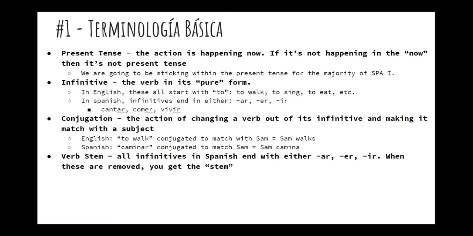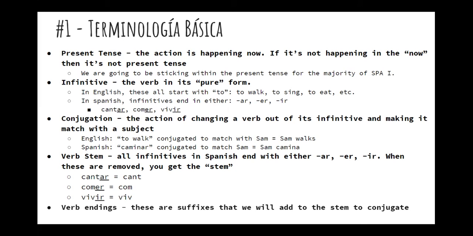Then we have what's called the verb stem. All infinitives in Spanish end with either ar, er, or ir, as mentioned. When these are removed, you get what's called the stem, or sometimes the root. So cantar, you remove the ar, you get cant. In comer, you remove the er and you get com. And vivir, if you remove the ir, you get the stem of viv. Then we have what's called verb endings. These are suffixes that we will add to the stem to conjugate the verb.